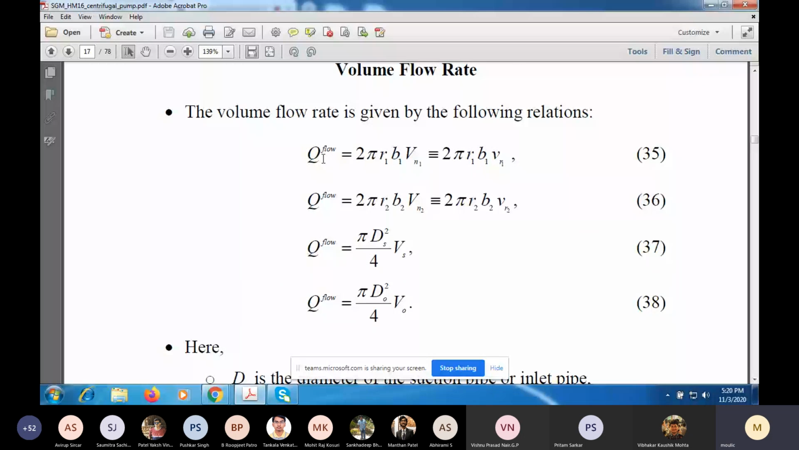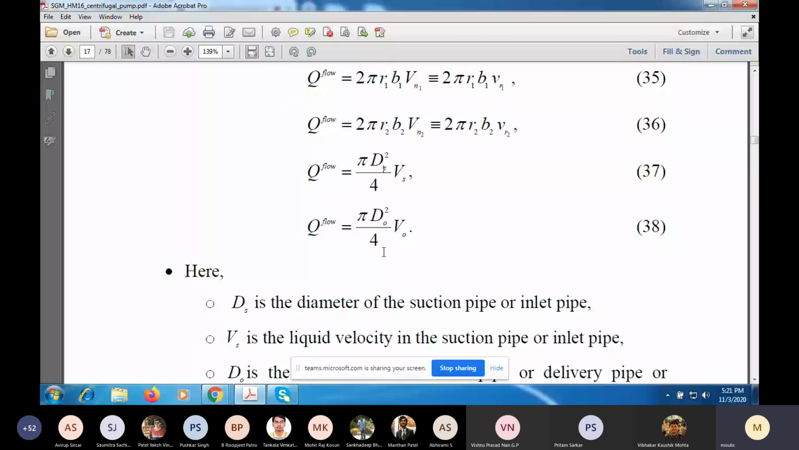and if you want to find the volume flow rate for solving problems, you can use one of these four relations. So the flow rate, if you want to find from the suction pipe side, if ds is the suction pipe diameter and vs is the liquid velocity in the suction pipe or inlet pipe, it is the cross-section area of the pipe, pi ds squared by 4 into vs.